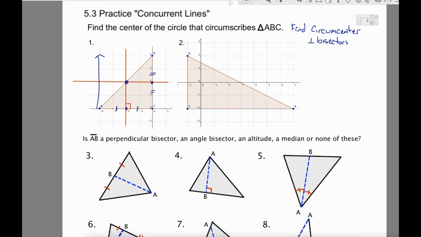So I know this is my midpoint right here, right on the hypotenuse of this right triangle. And this slope is up 1 over 1, so the negative reciprocal will be -1 over 1. So I go down 1 over 1. And I see that all three perpendicular bisectors intersect at -2. So here's my circumcenter right here, at -2, 2.